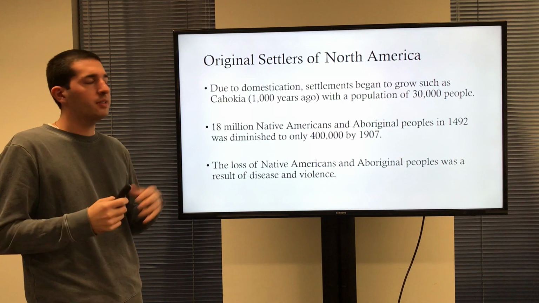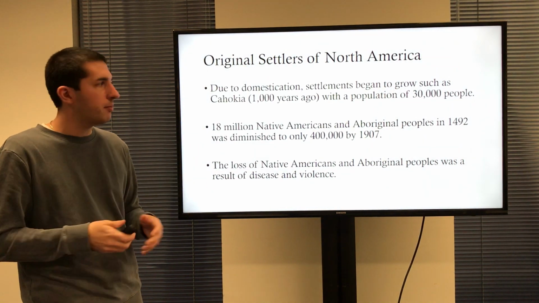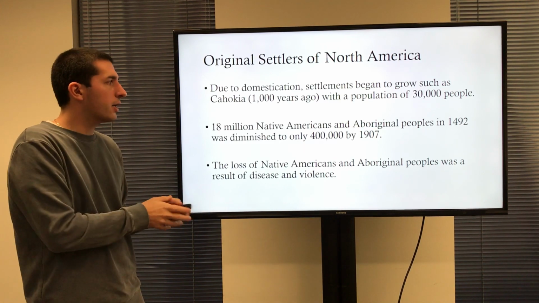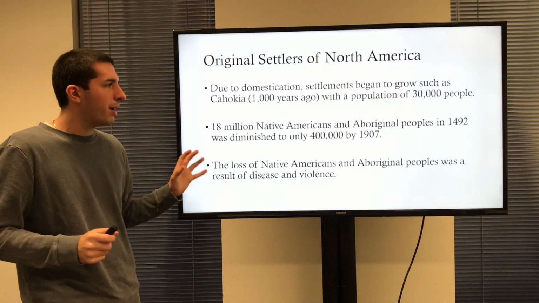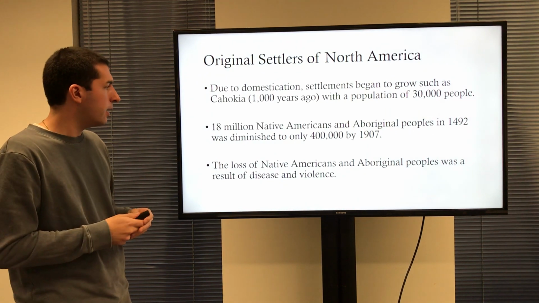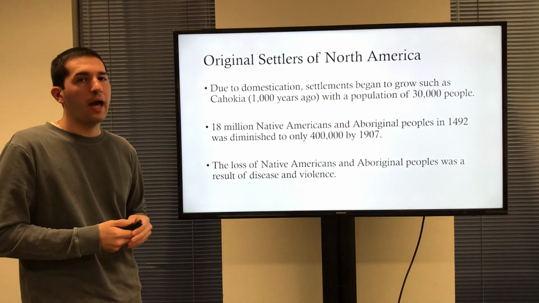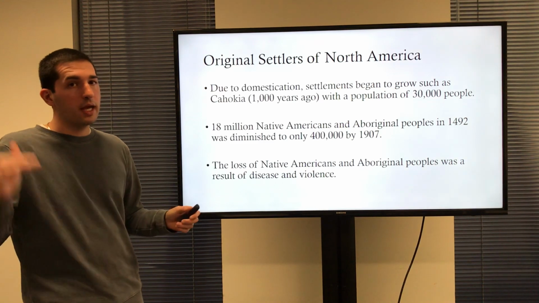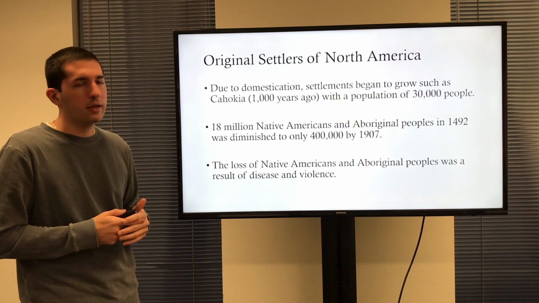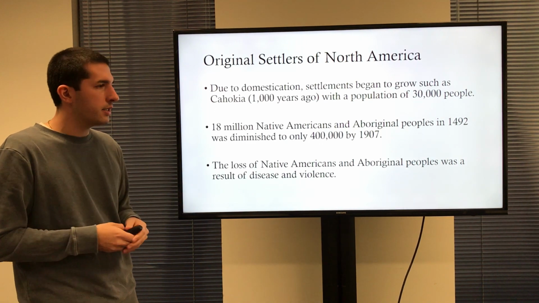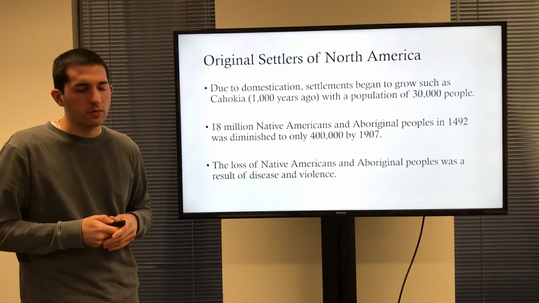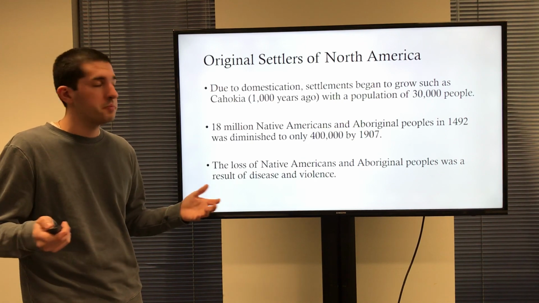Now, at one point there was a relatively high number of Native Americans and Aboriginal peoples. Aboriginal peoples typically refers to those in Canada, Native Americans to those in the United States of America. At one point, there were about 18 million in 1492 before Europeans found us. And that number was diminished to only about 400,000 in 1907. Since then, there's been a rebound in their population. However, European colonization had a profound impact here in the United States and Canada and North America. That loss of Native Americans and Aboriginal peoples was a result of disease and overt violence.